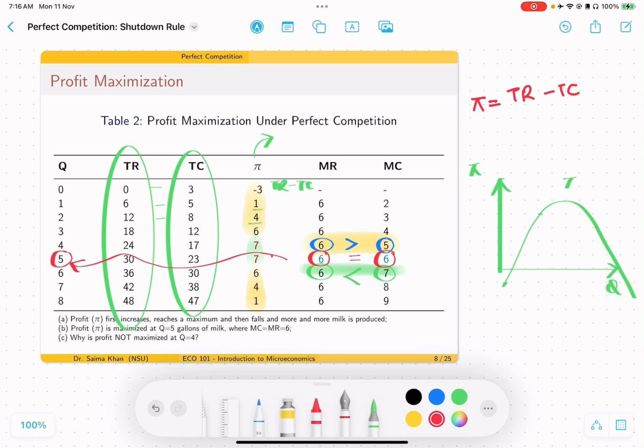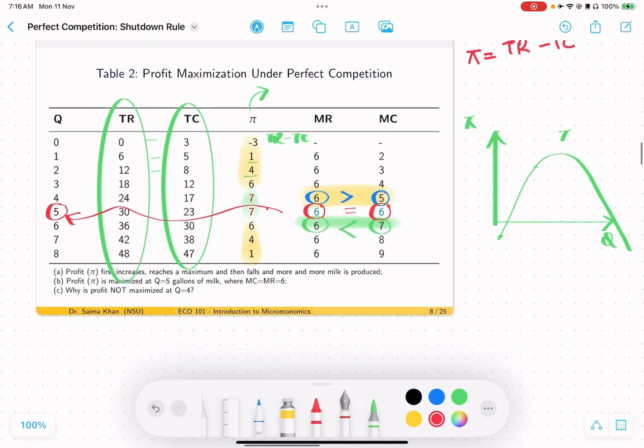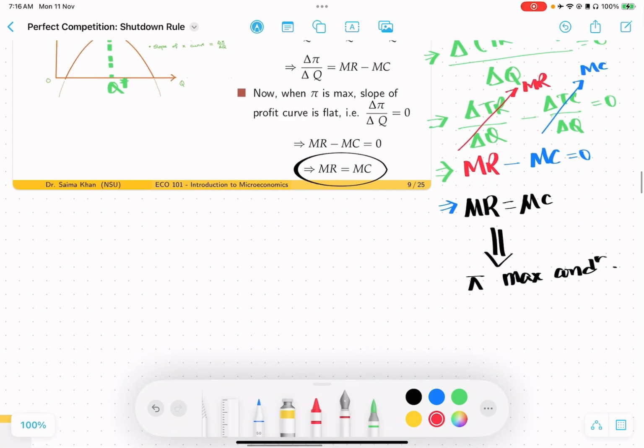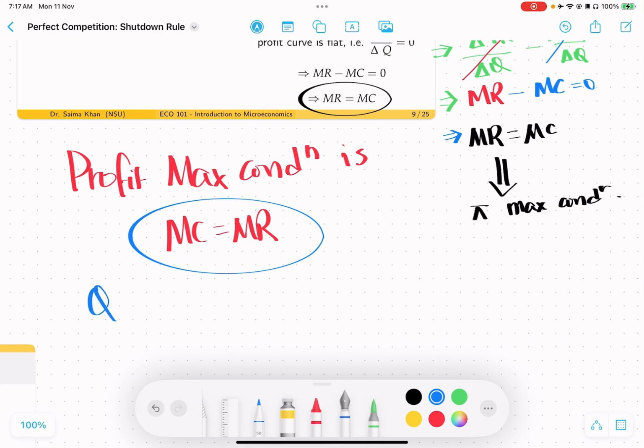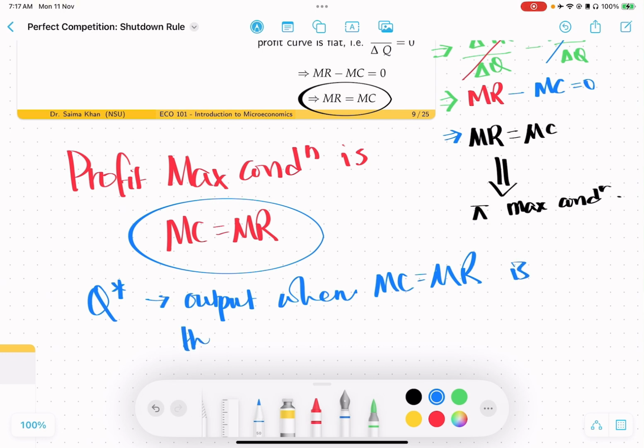Okay, so the key takeaway from this video should be that the profit maximizing condition is when MC is equal to MR. You should never forget this. And so Q star, which is the output when MC equals MR, this is the profit maximizing quantity that the firm is going to produce.